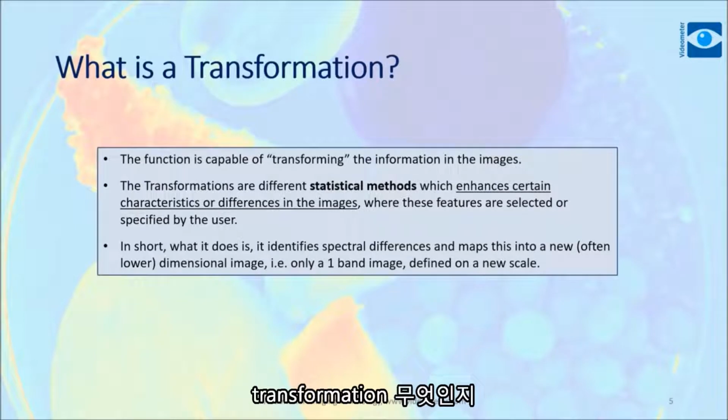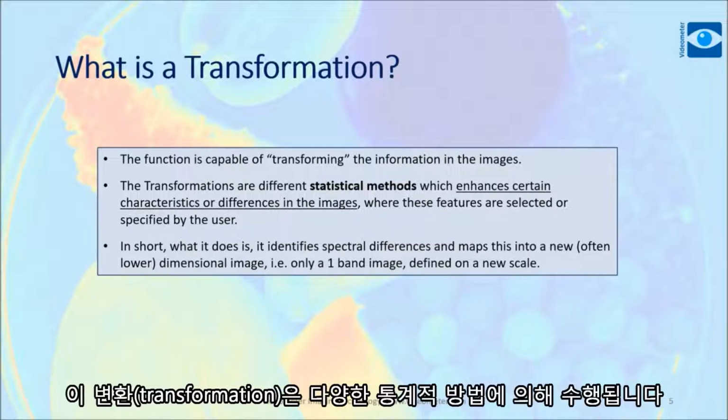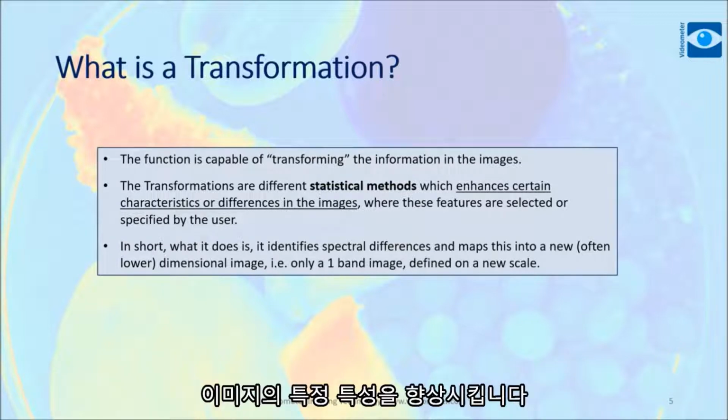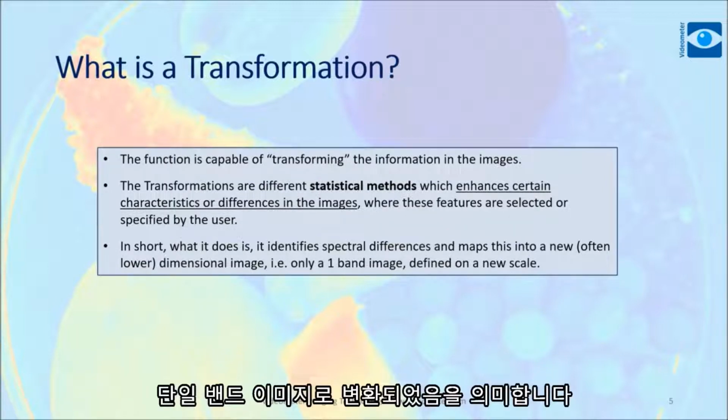But what is a transformation after all? The meaning lies in the name itself. A transformation function transforms your multispectral image into a new image. This transformation is done by different statistical methods, which reduce the dimensionality of your image. These methods being the NCDA, N-Mahalanobis, and MNF, as already mentioned. And by dimensionality reduction, we mean that the 19-banded image is transformed into a single-banded image.